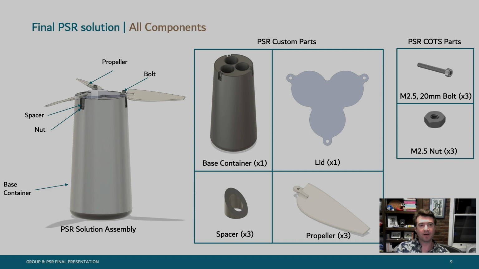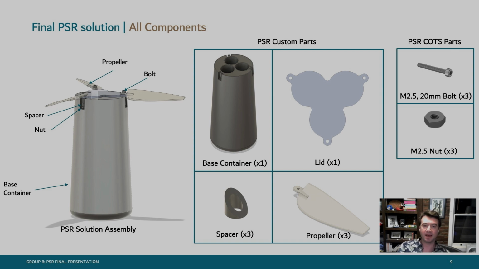So our PSR final solution is comprised of 4 unique custom design parts and 2 COTS parts. On the left here, we have the assembly of the full system, and I'm going to go into detail a little bit about the parts themselves. The 4 custom parts, we have the base container, which is the Fusion 360 design, which we use to hold the Pixy Stix, and this is the design that gets fed into nTop for lightweighting.